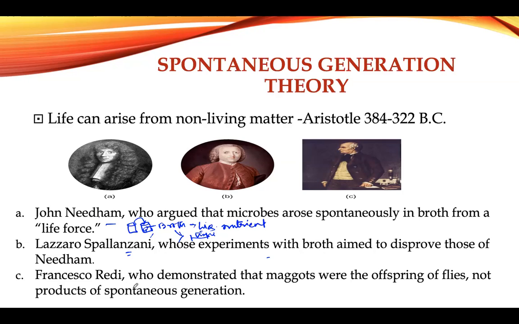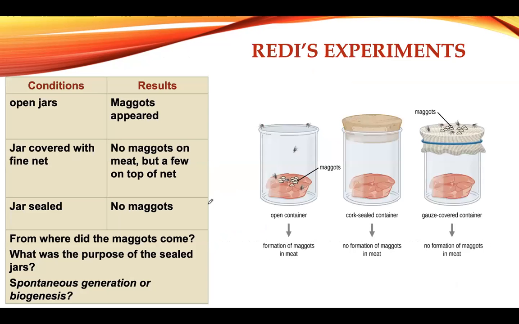Then Francesco Redi. As I told, lots of scientists were trying to disprove the spontaneous generation theory. John Needham and Lazzaro Spallanzani both were working with broth, okay? But Francesco Redi took meat and worked on the maggots of flies, and ultimately he disproved the spontaneous generation theory. Redi's experiment is a very famous experiment.